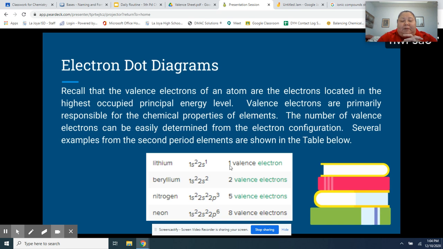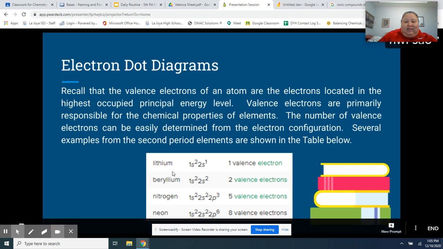Valence electrons are primarily responsible for the chemical properties of elements, how they react. The number of valence electrons can easily be determined from the electron configuration. Several examples of the second period elements are shown in the table. Okay, so we got lithium, beryllium, nitrogen, and neon.